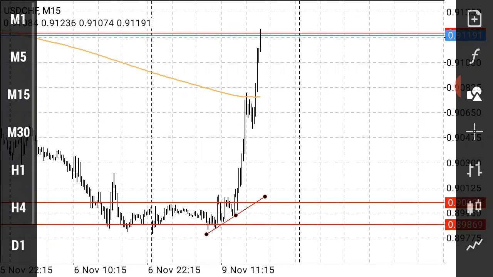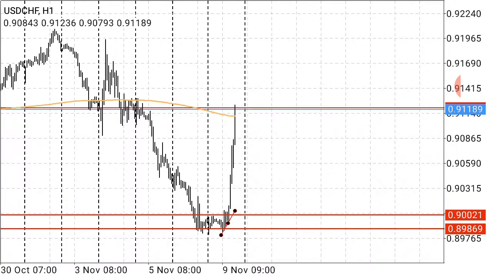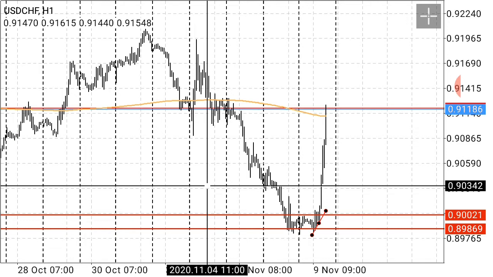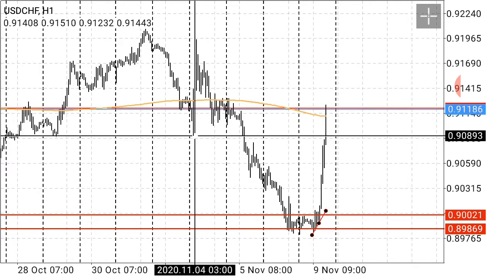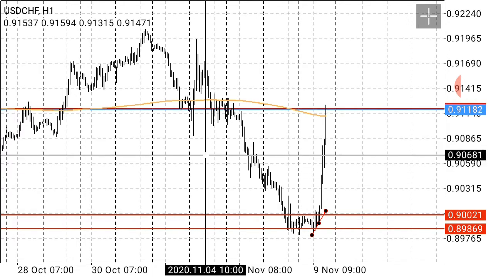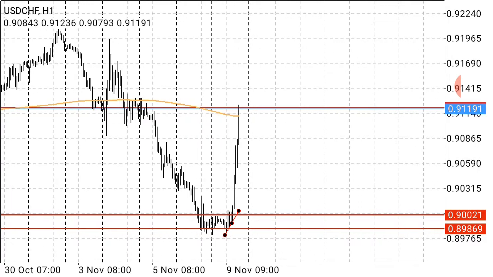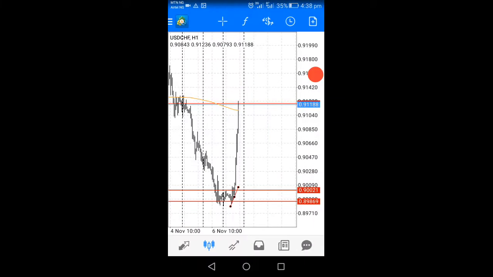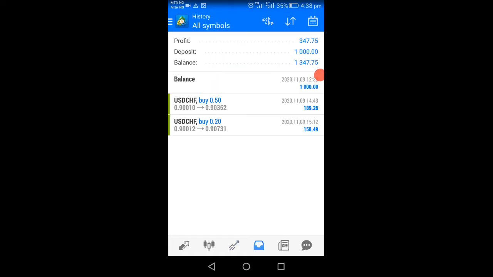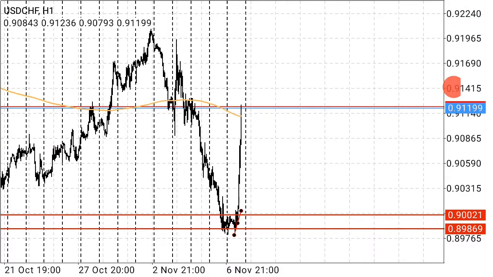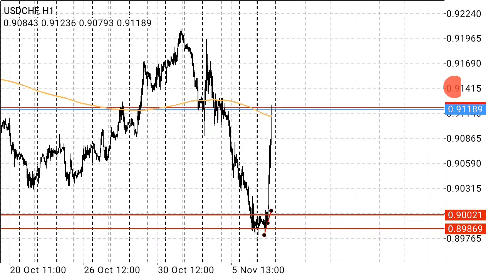Now, my first take profit was here. My second take profit was exactly here. First take profit, second take profit. That's how we made this you're seeing here. That's where we enter this trade. So it works all the time, so like I said, there are many ways you can enter this trade.